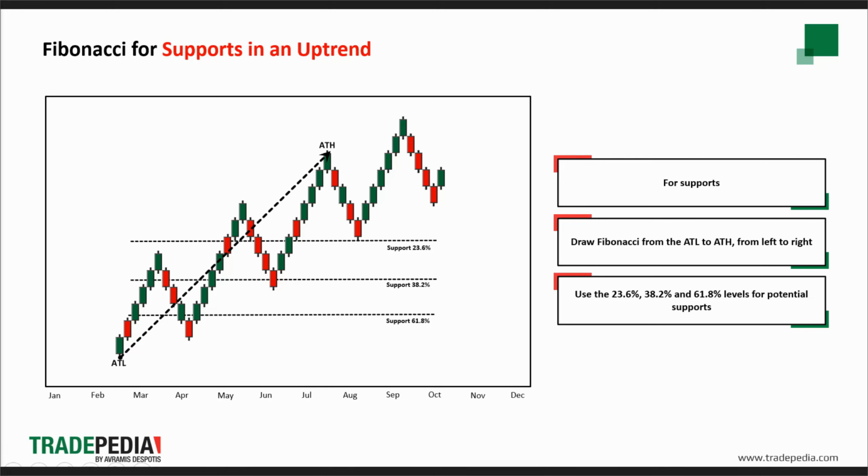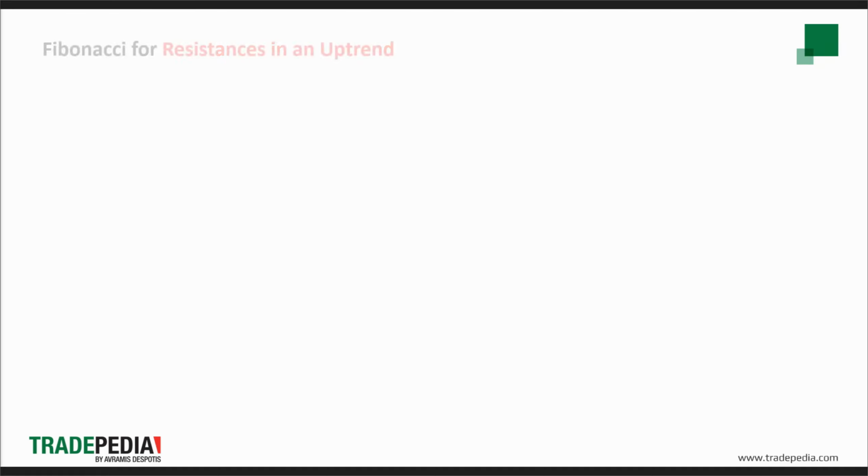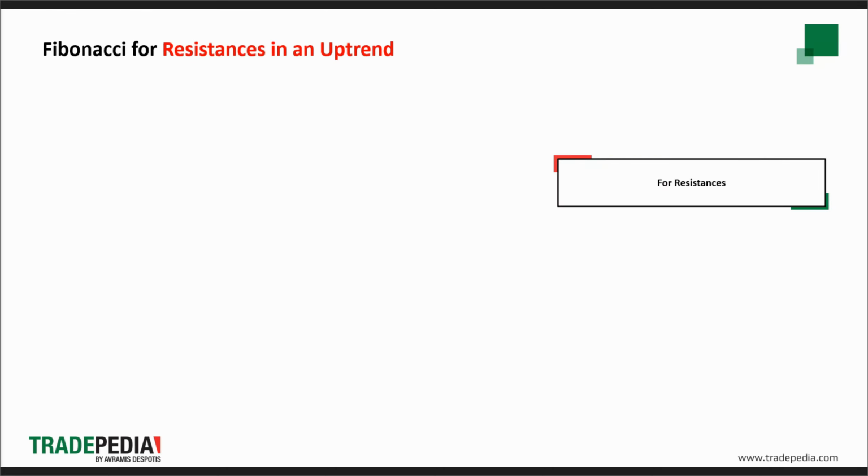After this set of slides, I'll be going through with you how you can use Fibonacci retracements and extensions more effectively. But for now, if you have to find support in an uptrend, you draw from a low to a high, and you can use these Fibonacci levels as potential supports. So what if you were to find resistances in an uptrend?